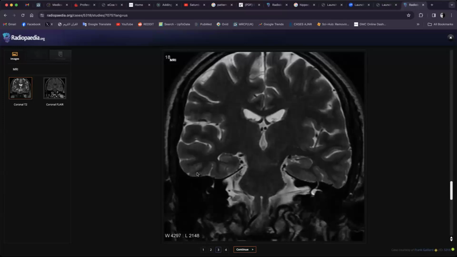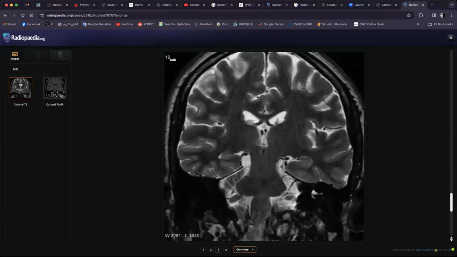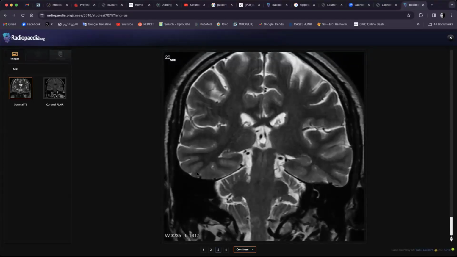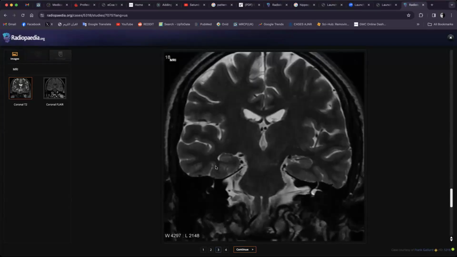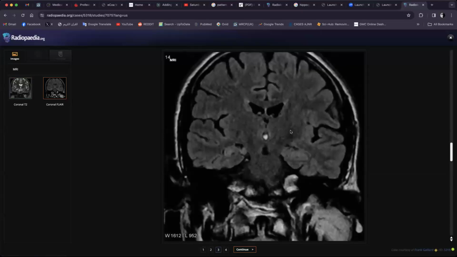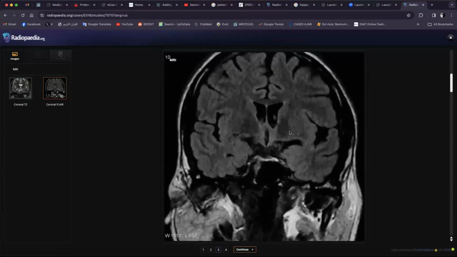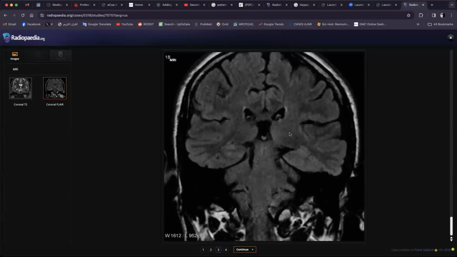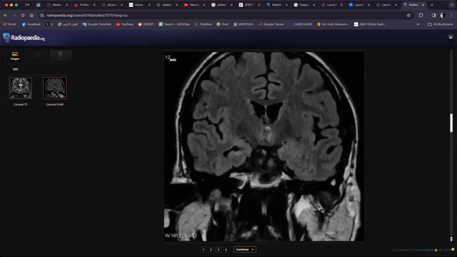Okay, so let's see. So let's try on the FLAIR. On a FLAIR, you would barely see the architecture, but you would be able to see the signal change with more sensitivity. So once you are suspecting something on a T2 or on a T1, you would like to support that with a FLAIR change, and you would be more than happy to confirm that this is abnormal.